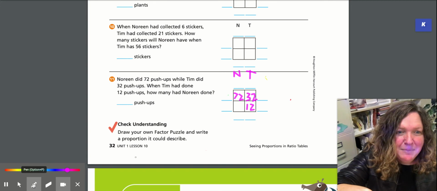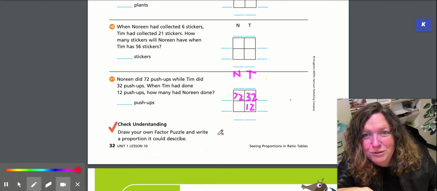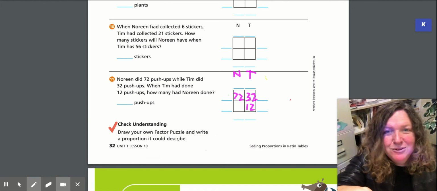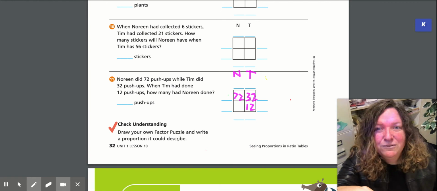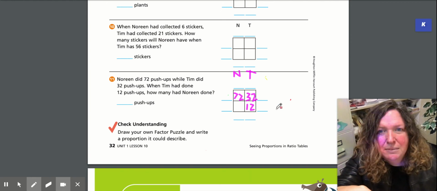Now, remember, you can use a multiplication chart to help you if you want to. Or if you just know your facts, you're in great shape. But if you don't, if you're puzzled, if you're stuck and you want to use a multiplication chart, go ahead and do that. Go grab a multiplication chart and say, oh, where do I find 72 and 32 at the same thing? Well, they're on the 8 row.